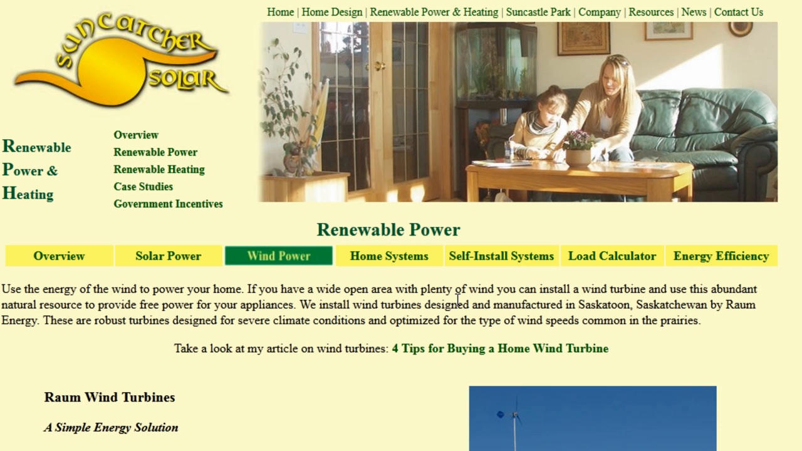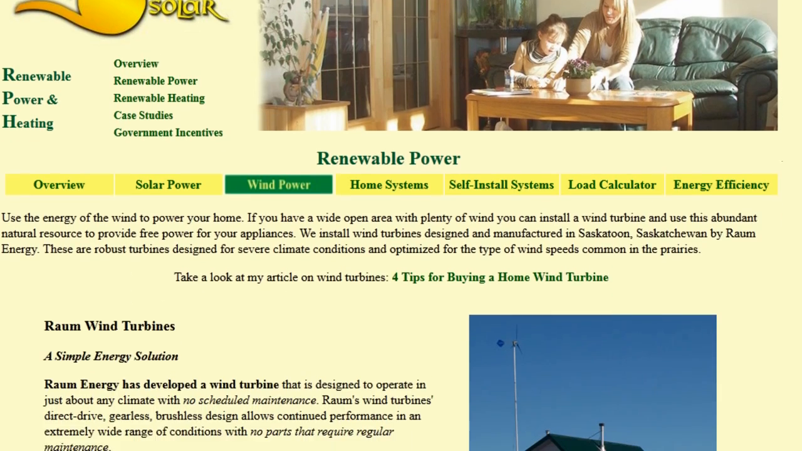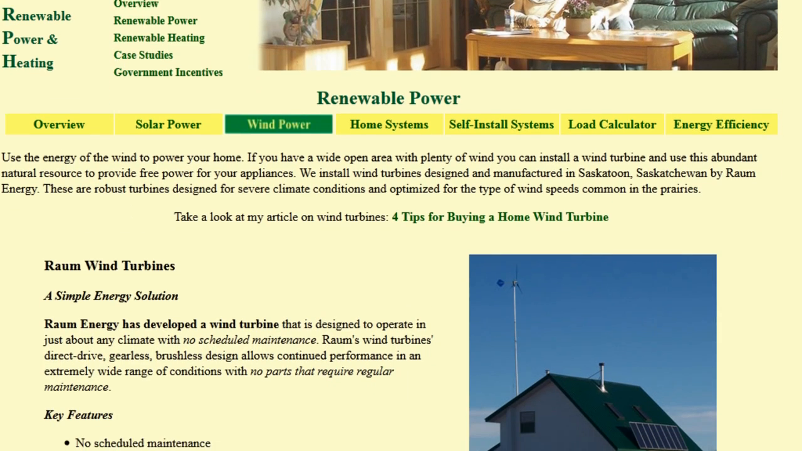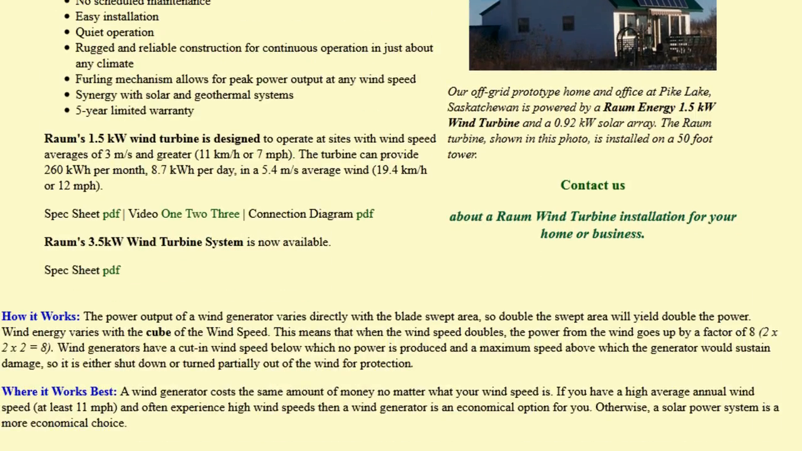For this next example, we'll do a web-based example, so let me go to the web here. According to suncatchersolar.com, which is, I guess, a solar site selling wind turbines and stuff like that, if you scroll down a little bit, they tell you the power output of a wind generator varies directly with the blade swept area. Now they give you some other explanation. It turns out wind energy varies directly with the cube of the wind speed.